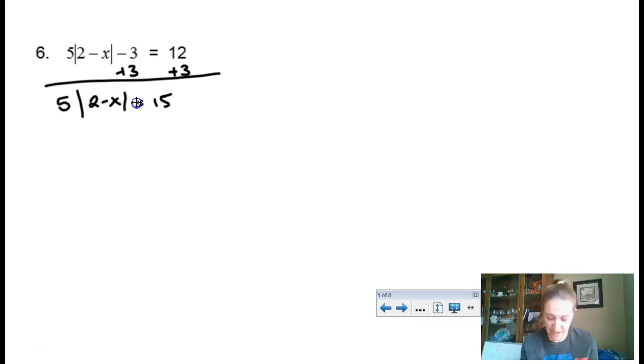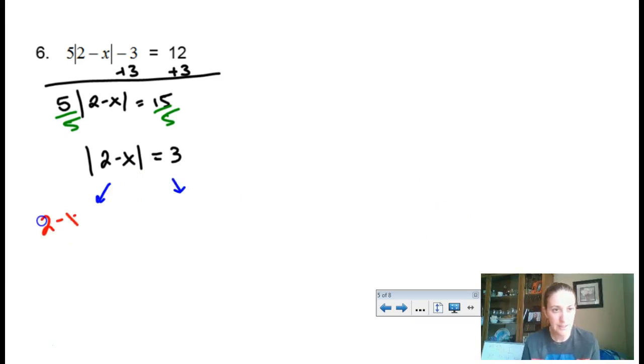And then divide by 5. You get the absolute value, 2 minus x equals 3. Now we're going to set up, and I don't think we're going to have one of those special cases like we did last time. I think we're good to go. So my two setups are 2 minus x equals 3. I did not change the inside stuff.